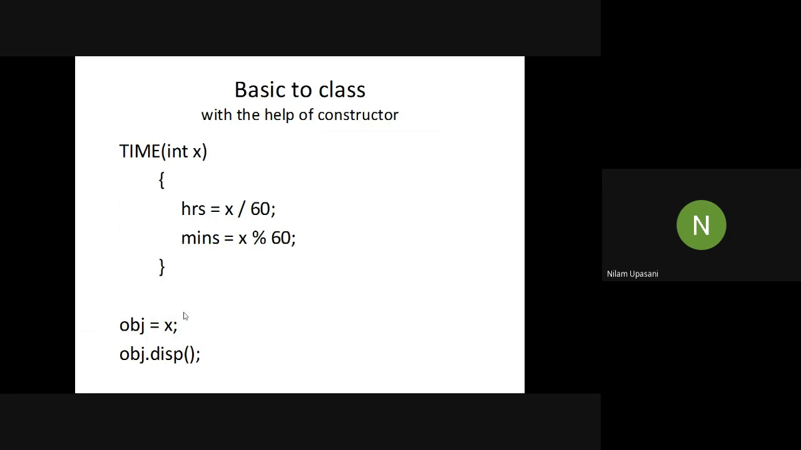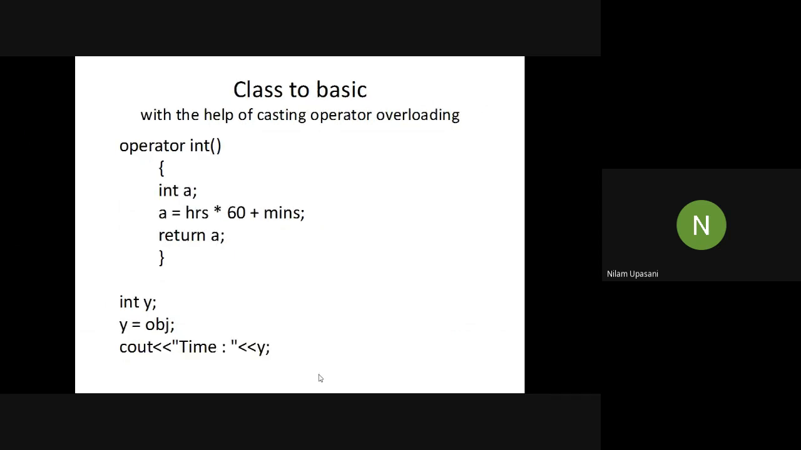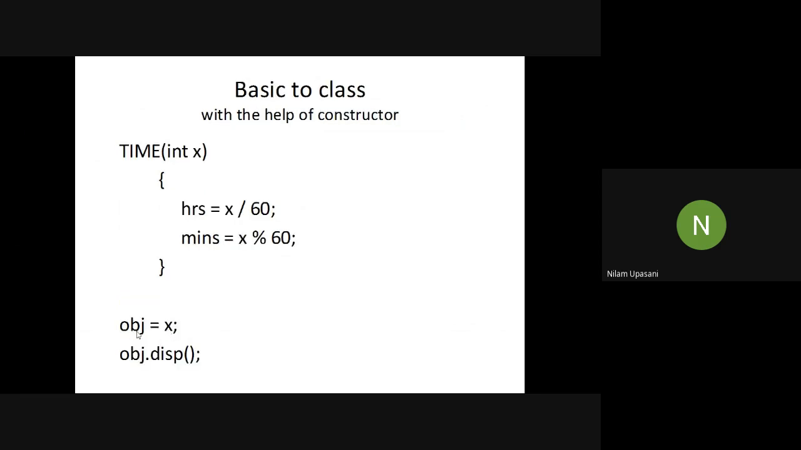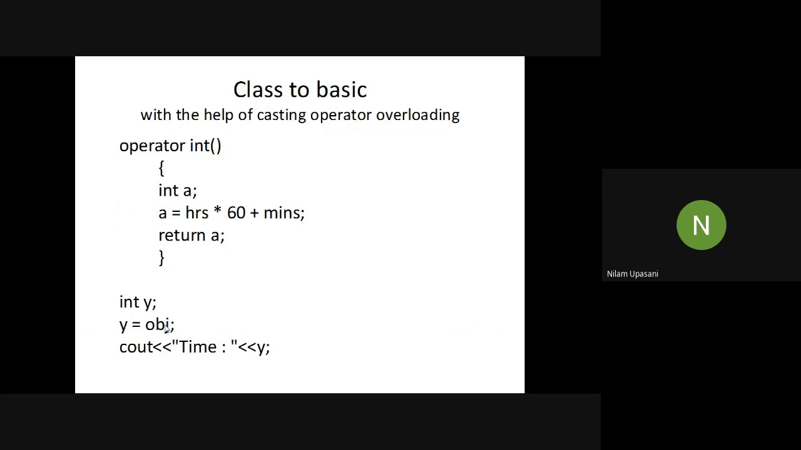So for basic to class we are using a constructor. Now let us consider the opposite example, class to basic. Class to basic means on the right hand side a class object is there, and on the left hand side a basic data type is there. So exactly the opposite type of conversion. In this case we cannot have a constructor. For a constructor, you should have that object on the left hand side. If the object is on the left hand side then constructor, and if it is on the right hand side then you have to use the operator overloading concept.